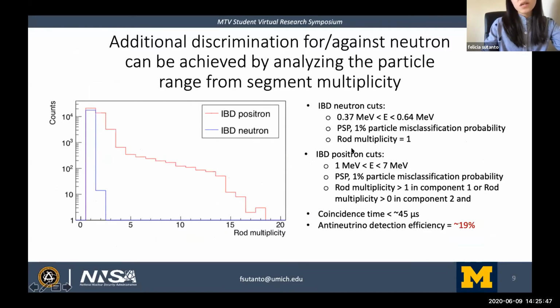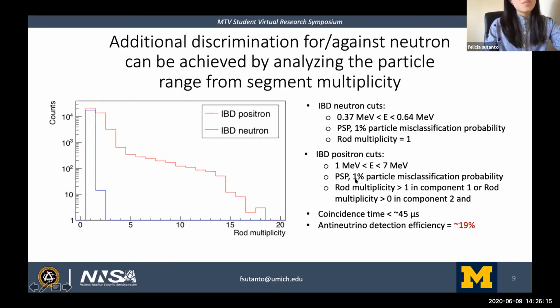So what is shown here are the current cuts that I use to estimate the antineutrino detection efficiency. For the neutron capture cuts, I fitted a Gaussian profile to the measured capture island, and I use a 2 sigma cut. So that's what these cuts are. For the PSP, I chose the cut such that the misclassification probability is constant at 1% for all energies. And the majority of captures only light up one rod. So I set the cut such that a capture event must produce rod multiplicity equal to 1.